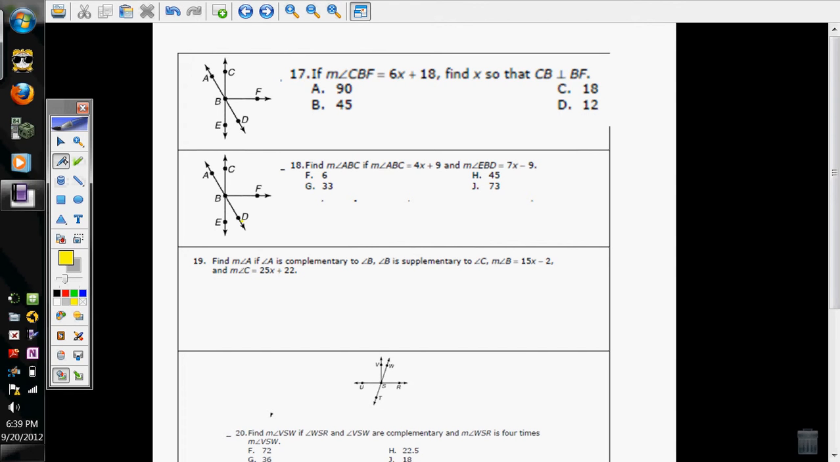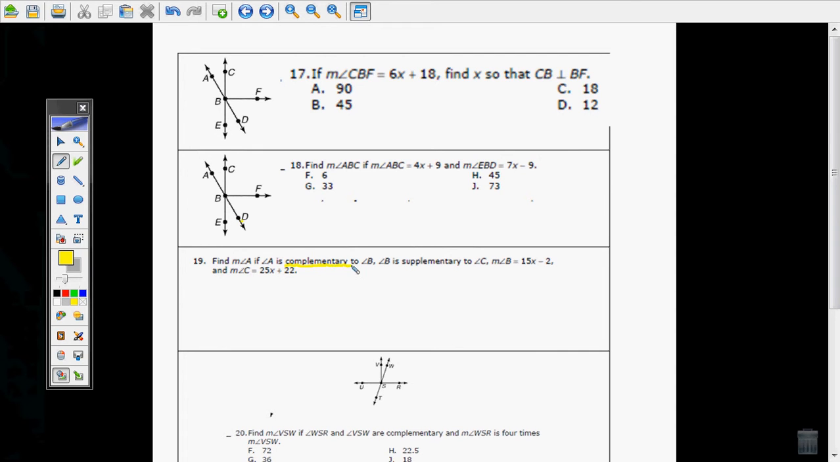Alright guys, now we're looking at number 19, and there's no figure, so we're just going to use the information in the problem to try to find the solution. Number 19, it says, find the measure of angle A if A is complementary to B. Complementary is a key word. It's a very special term.